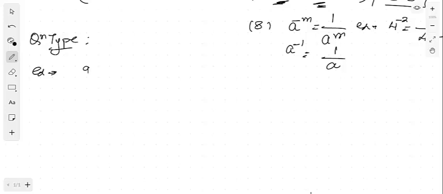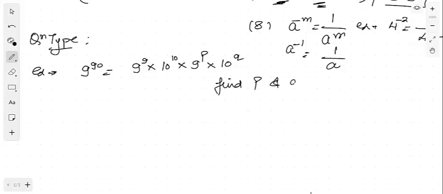First example is 90 to the power 90 given equal to 9 to the power 9 into 10 to the power 10 into 9 to the power p into 10 to the power q. And you have been asked to find the value of p and q. So what we'll be doing is, 90 to the power 90 can be written as 9 into 10 to the power 90, since 90 can be written as 9 into 10.